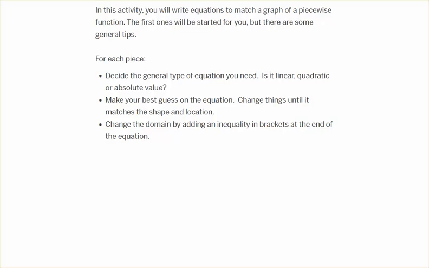Now remember, we've learned how to flip equations upside down, move them side to side, or move them up and down. Start with your best guess. You can always change it until it matches. Then, to make these a piecewise function, we're going to have to change the domain. So we're going to add an inequality in brackets at the end to help us shorten up the size of that graph.